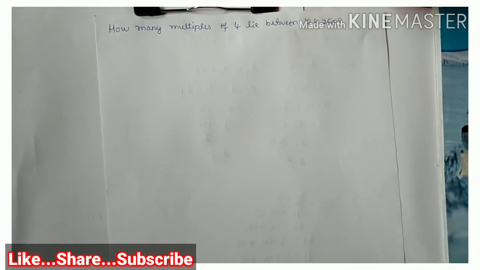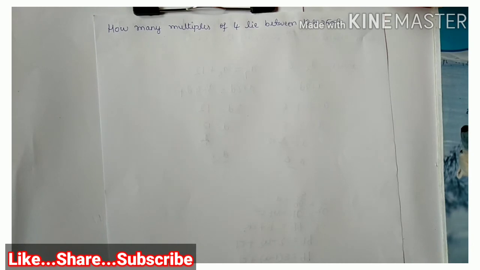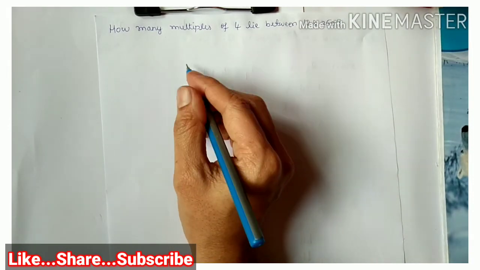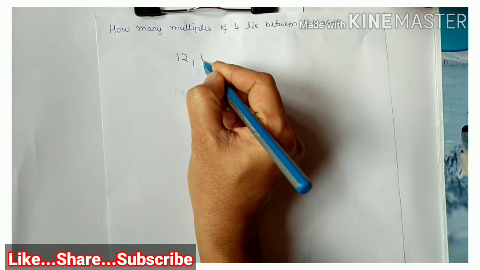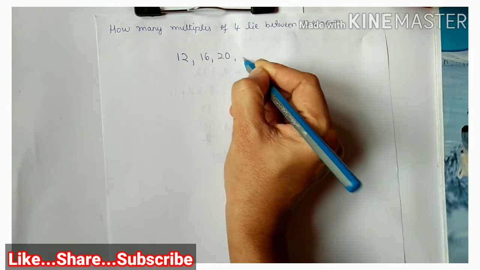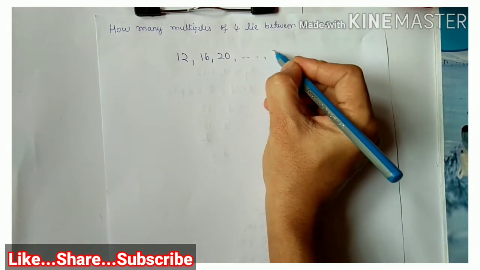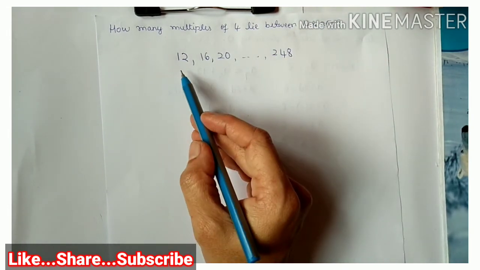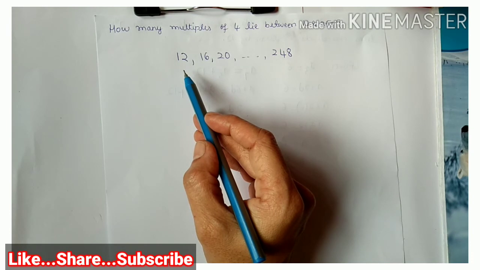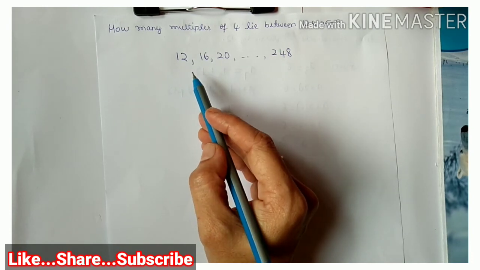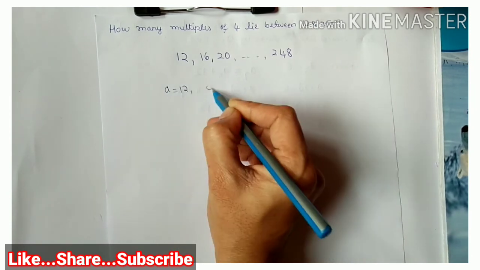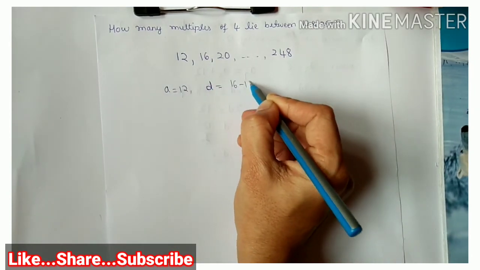How many multiples of 4 lie between 10 and 250? The list of multiples of 4 between 10 and 250 is 12, 16, 20, up to 248. This is an AP of multiples of 4 between 10 and 250. First term is 12, common difference is 16 minus 12, which is 4.